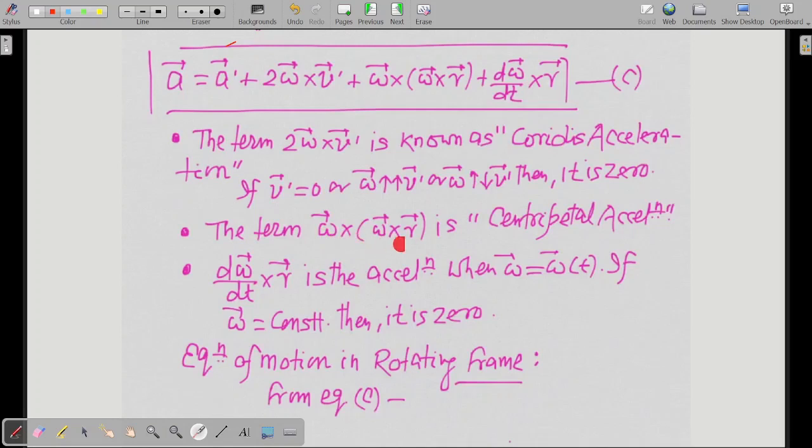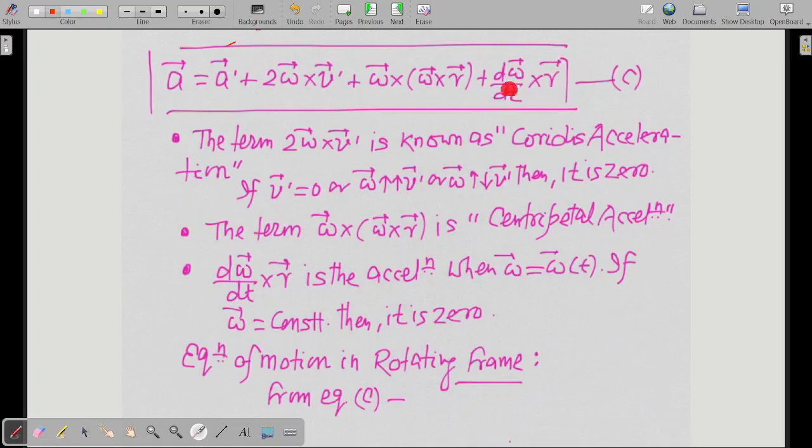The term omega cross r is called centripetal acceleration, and d omega vector by dt cross r is the acceleration when omega equals omega of t. Suppose your frame is rotating with a constant angular velocity, then what will happen? This particular term will be 0 if your frame is rotating with a constant angular velocity, just like the earth.